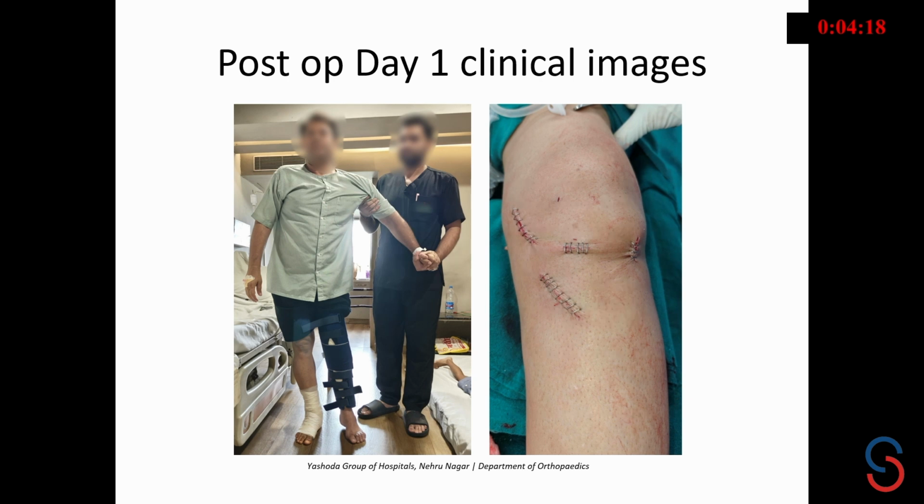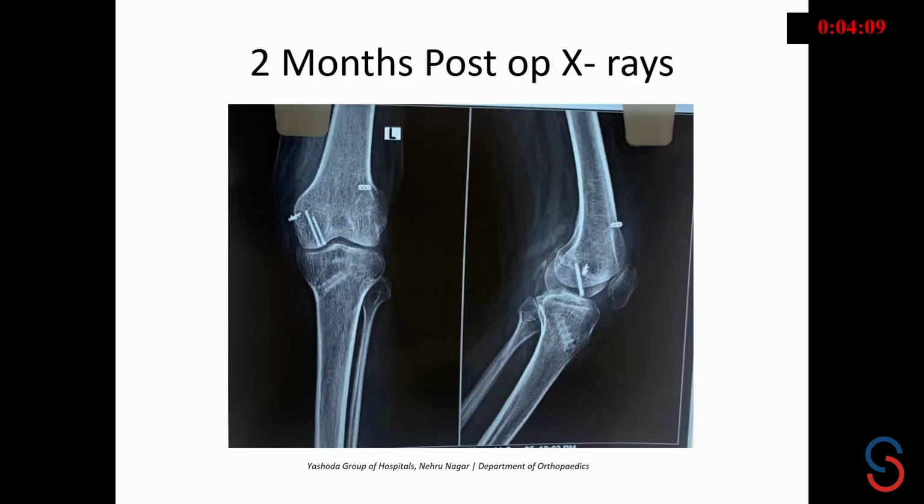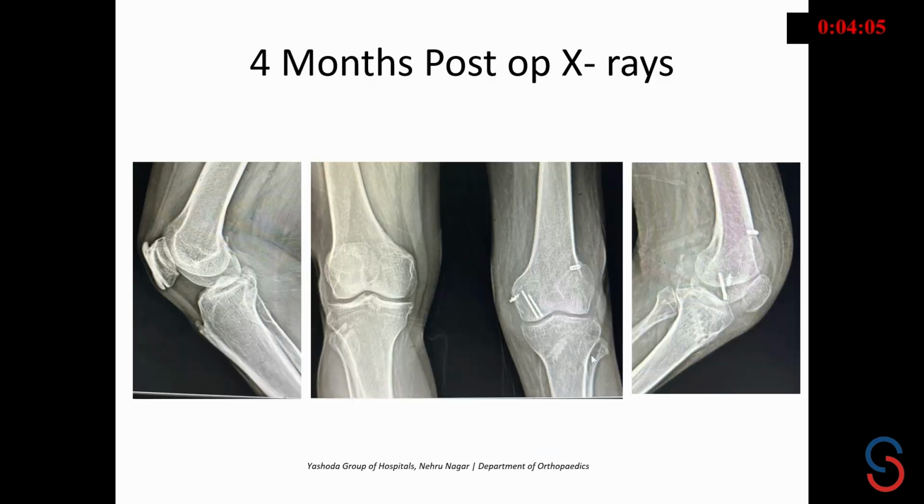So this is the post-op day 1. This is the brace. Patient was made to stand, and ROM according to the pain. These are my incisions. This is the 2-month post-op X-ray. He is doing fine. This is the 4-month post-op X-ray. The fracture has united. Can we just stop here?